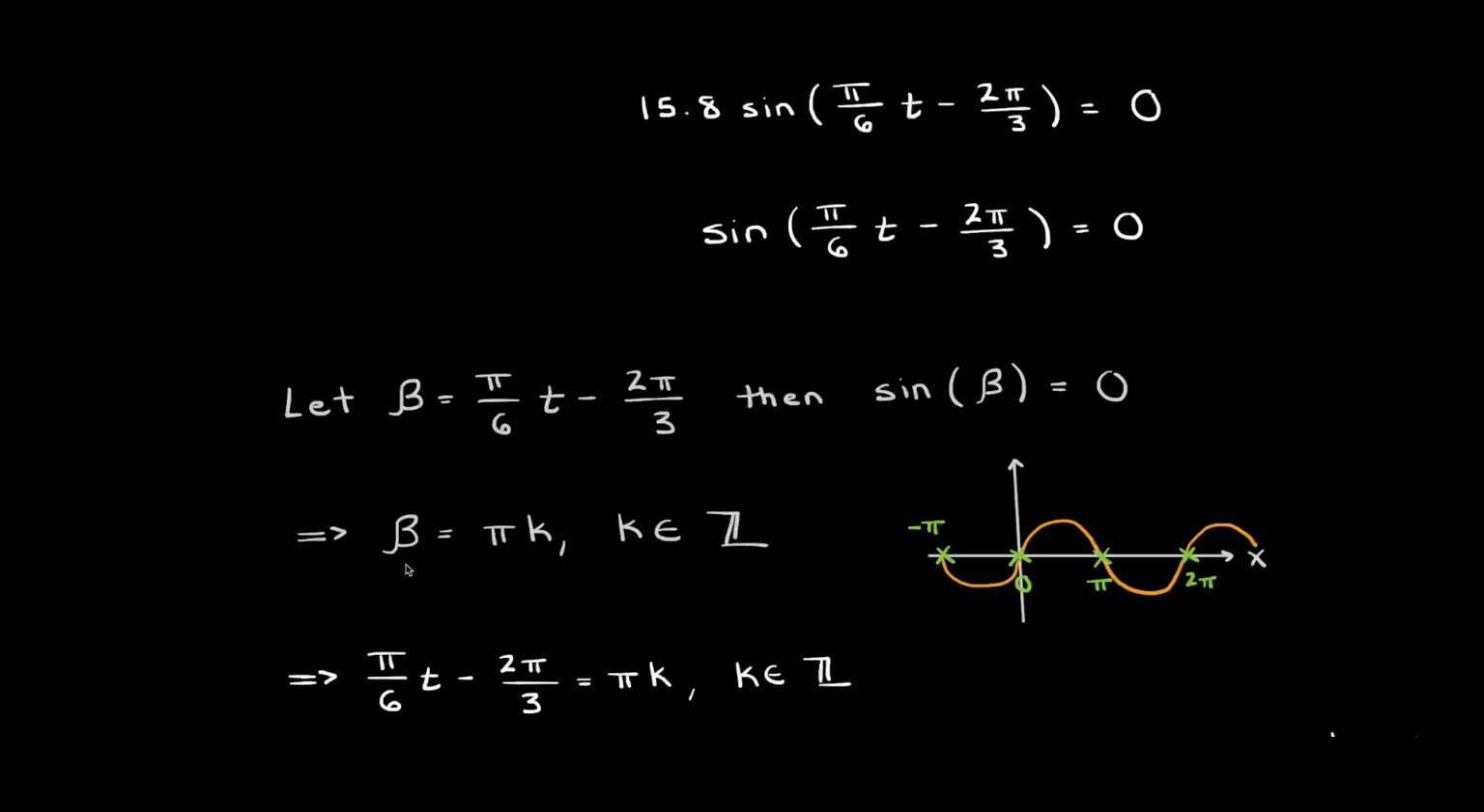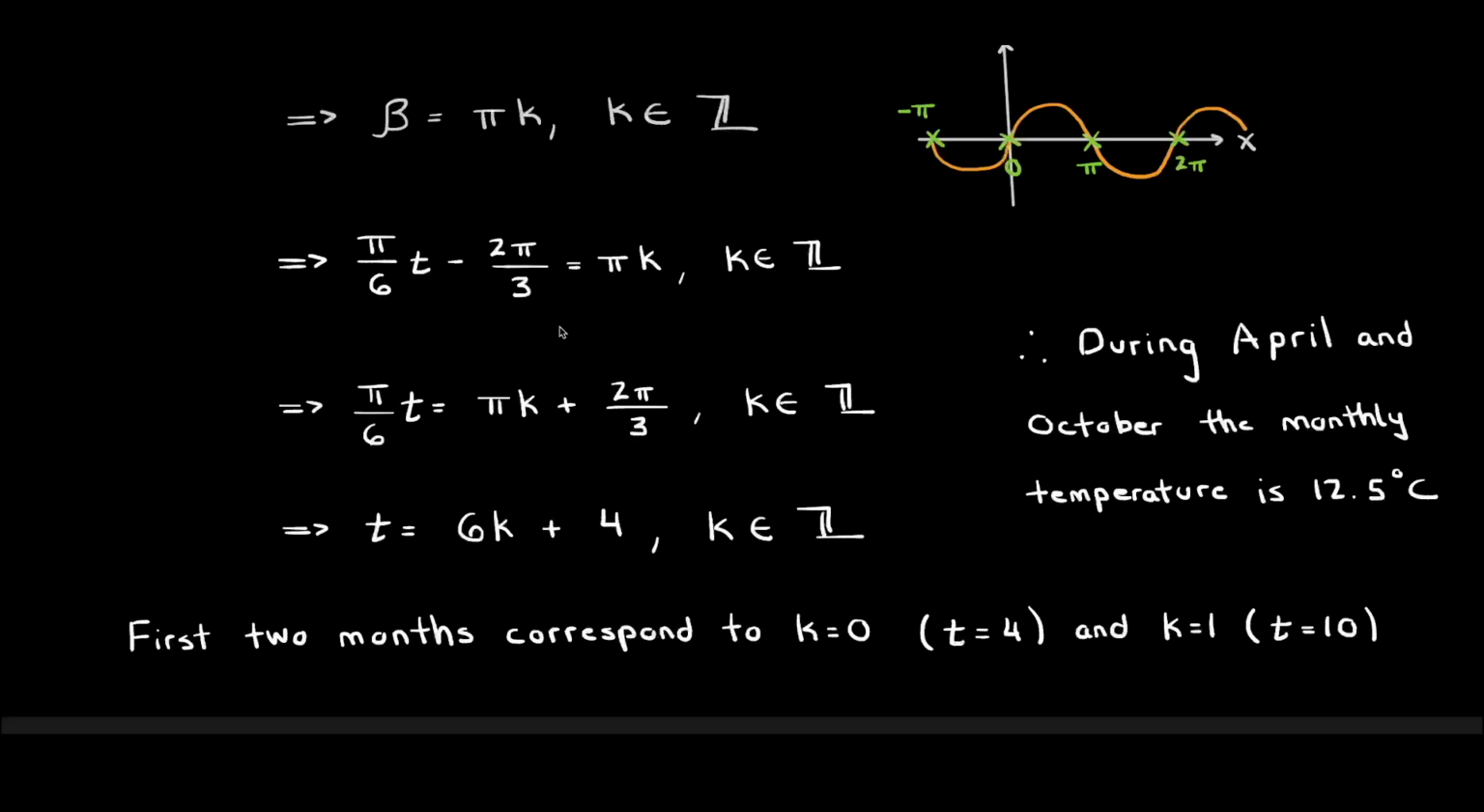And so that's what I've written over here. Beta is equal to k pi, where k is an integer. But now we undo the substitution. Remember, we're not after beta, we were actually after t. And so let's undo the substitution and replace beta with what it was, which was this expression. And now using this expression, we can solve for t, no problem.